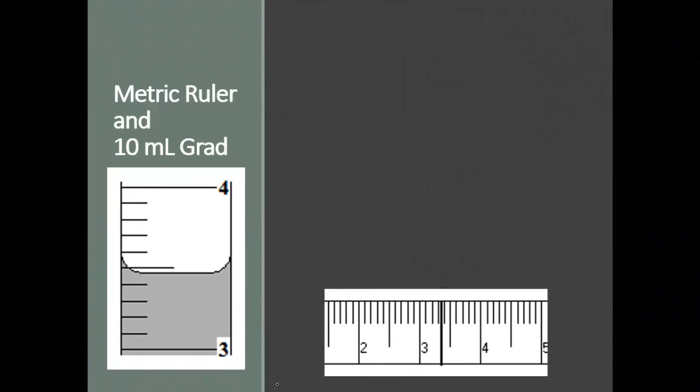Let's start with the metric ruler and the 10 milliliter grad. These two are going to be grouped together as they are going to be read using the same exact rules because their scales are very similar. So, step 1. We are going to line up our object with the 0 mark. Of course, this goes for the ruler mostly because as soon as you pour a liquid into the graduated cylinder, you have no choice but to start it at the 0 mark.